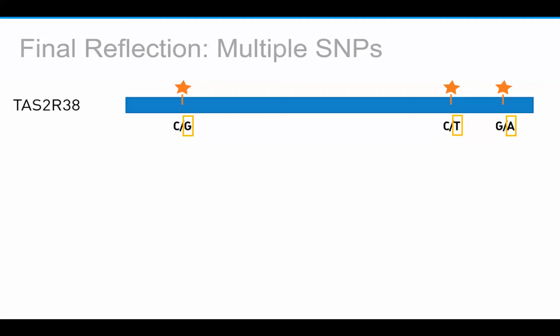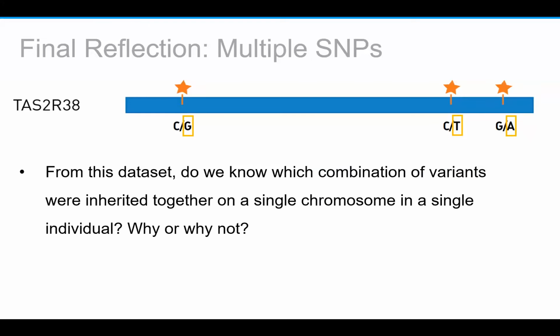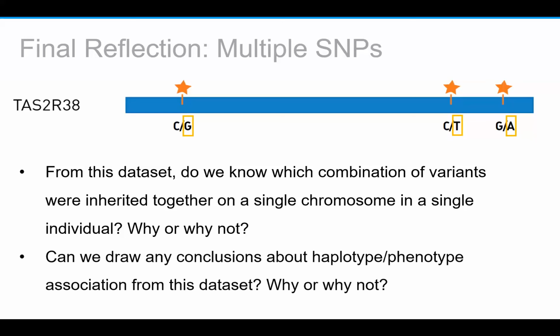In either case, or even if you only have students work through one of the SNPs, some of the reflection questions ask students to reflect on what conclusions they can draw about the combination of all 3 SNPs. These questions include, from this data set, do we know which combination of variants were inherited together on a single chromosome in a single individual? And can we draw any conclusions about haplotype-phenotype association from this data set?